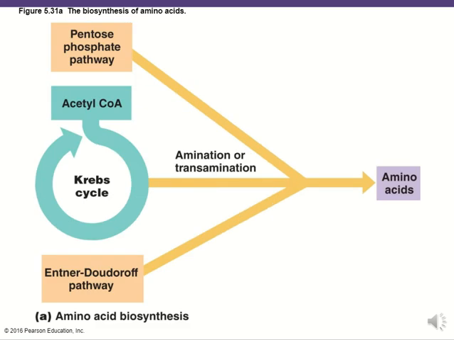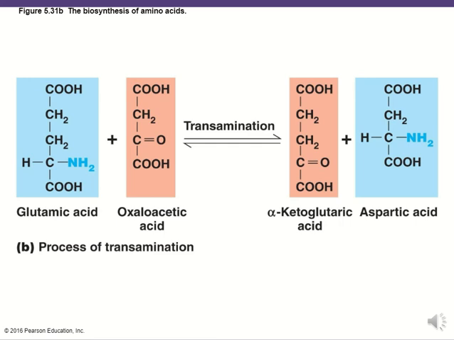The pentose phosphate pathway, which involves pentose or 5-carbon sugars, or the acetyl coenzyme A Krebs cycle pathway, which can lead to amination or transamination, where basically the R group of an amino acid is moved from one amino acid to another, or the Tortora pathway, are all possible ways of producing amino acids through amino acid biosynthesis.